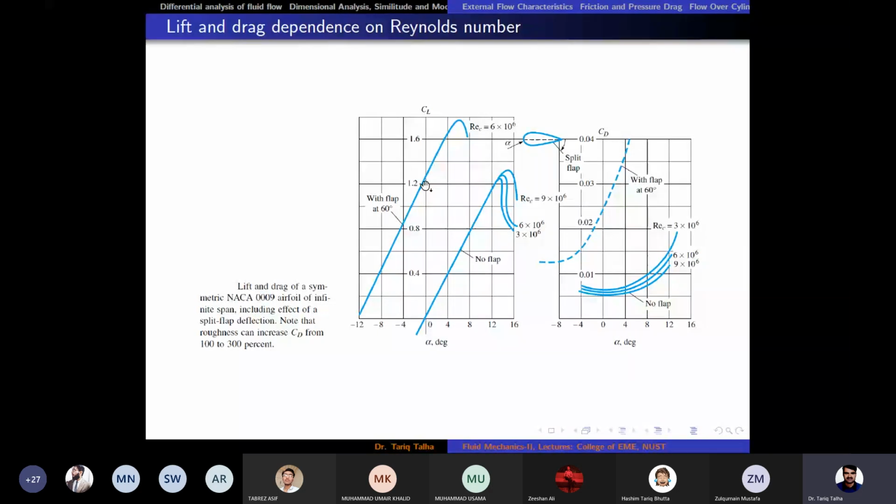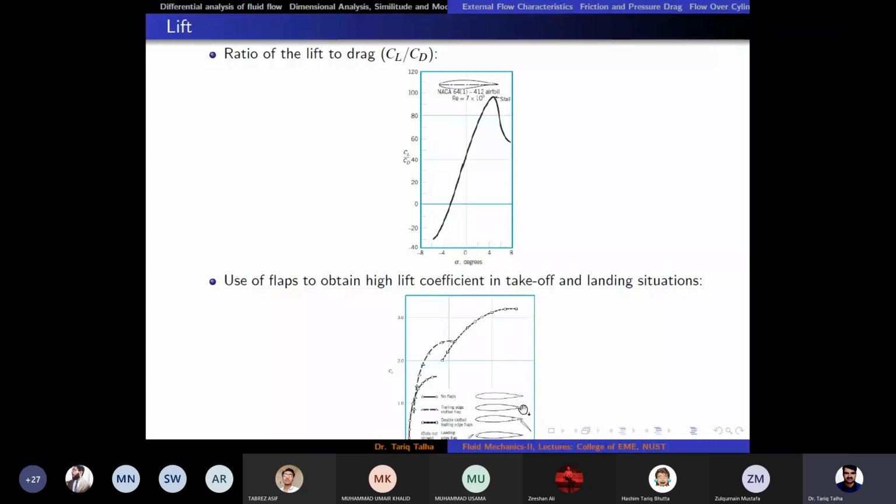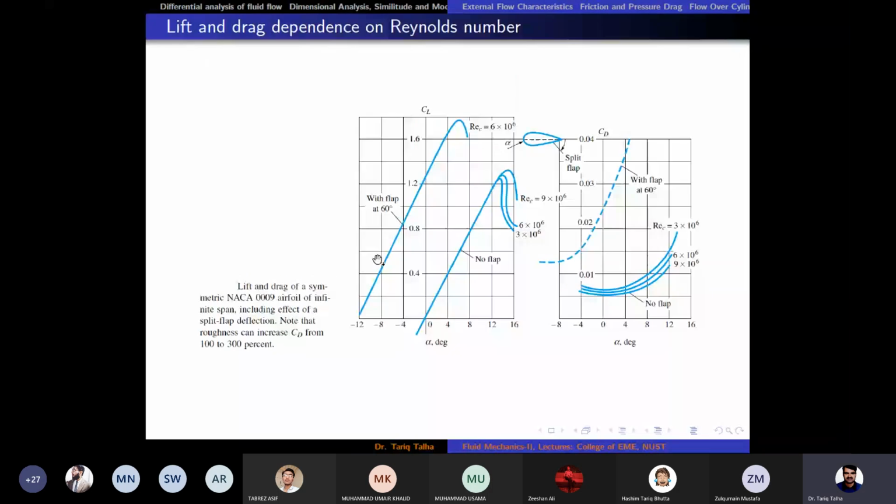So that is the 60 degree. What is 60 degree? That is the angle between the chord line and that flap. So this is at 30 degrees. If we make it more downward, it would be 60 degrees, and if we make it perpendicular, then it would be 90 degrees. So this is the wing flap at 60 degrees.